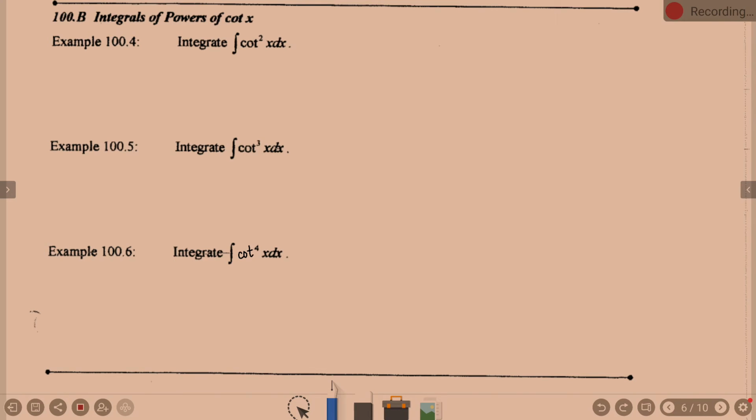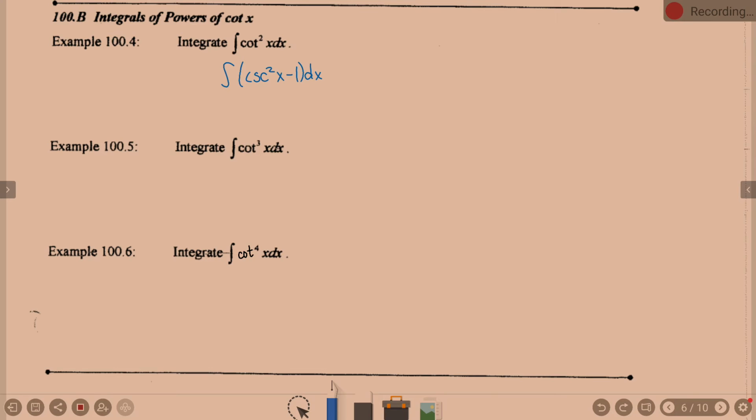Example 4. The integral of cotangent squared x dx. Officially, if we're working this all out, what are you doing with cotangent squared x? Changing it to cosecant squared x. Right. Officially, you're replacing this with cosecant squared x minus 1. Right? That's your official thing, just like earlier.